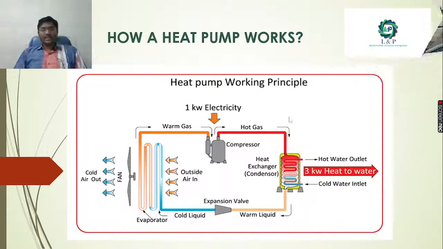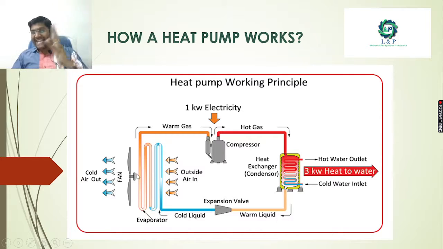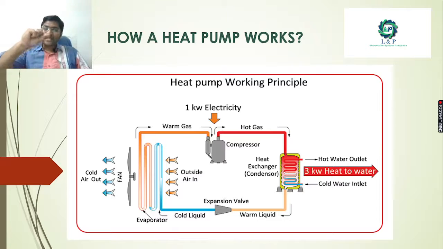How does a heat pump work? See here, the process starts from this evaporator. Inside this evaporator there will be a refrigerant. The fan which is set up in the evaporator will absorb the normal warm air from the external environment. When the warm air comes in contact with this evaporator, the refrigerant present inside will evaporate, and it gets converted into a warm gas.